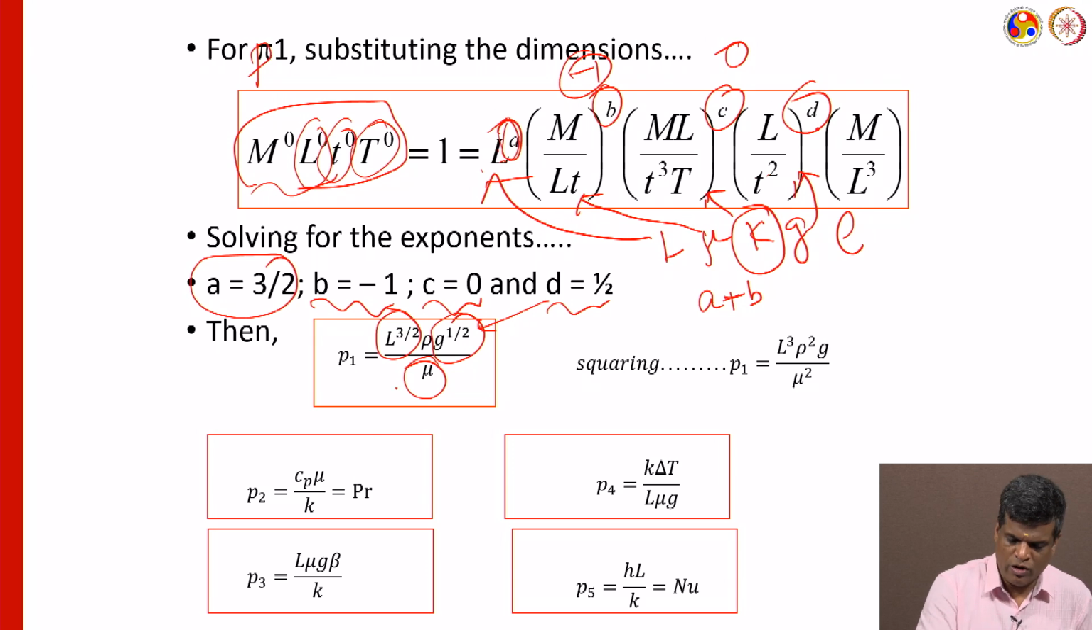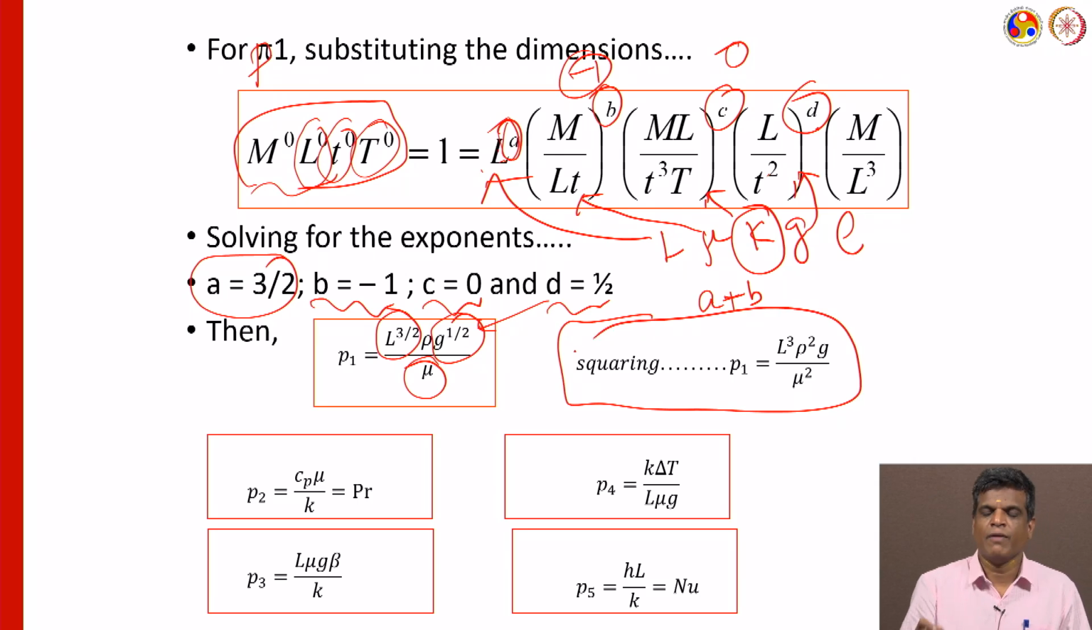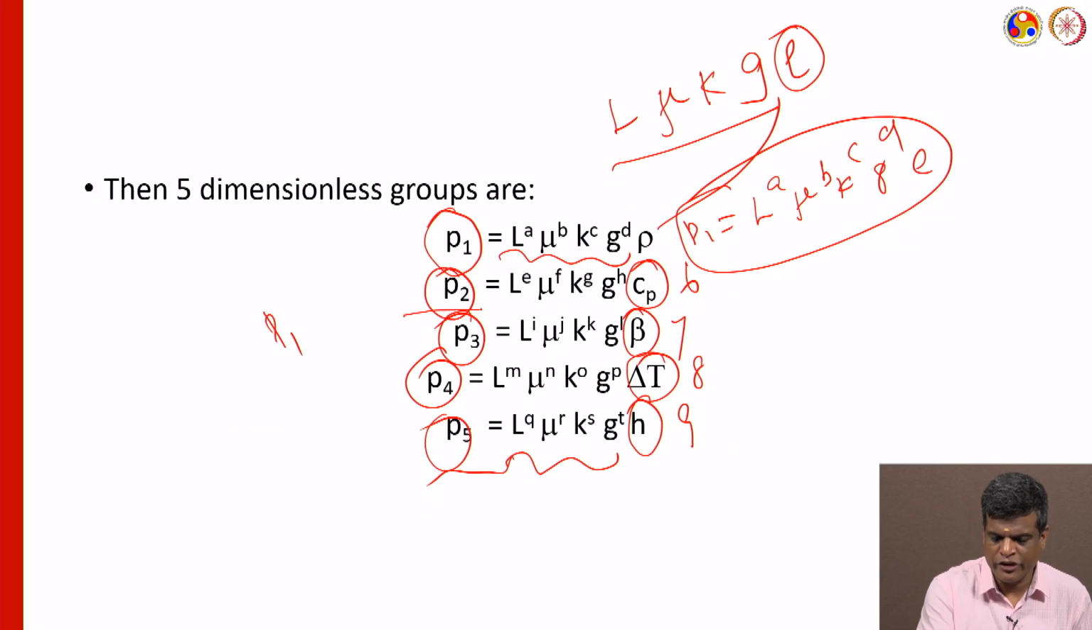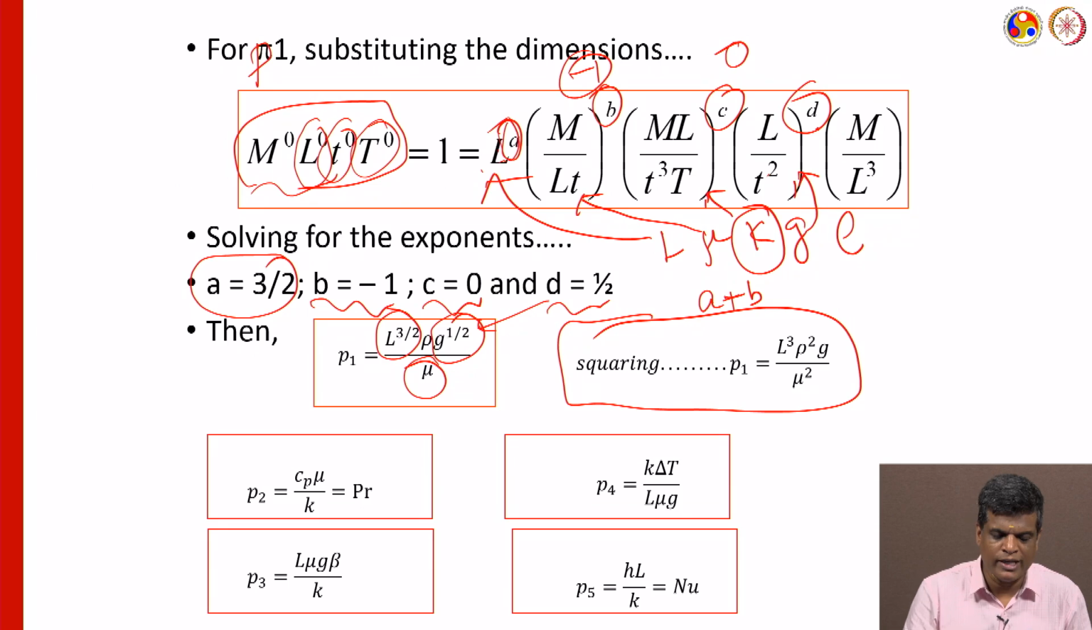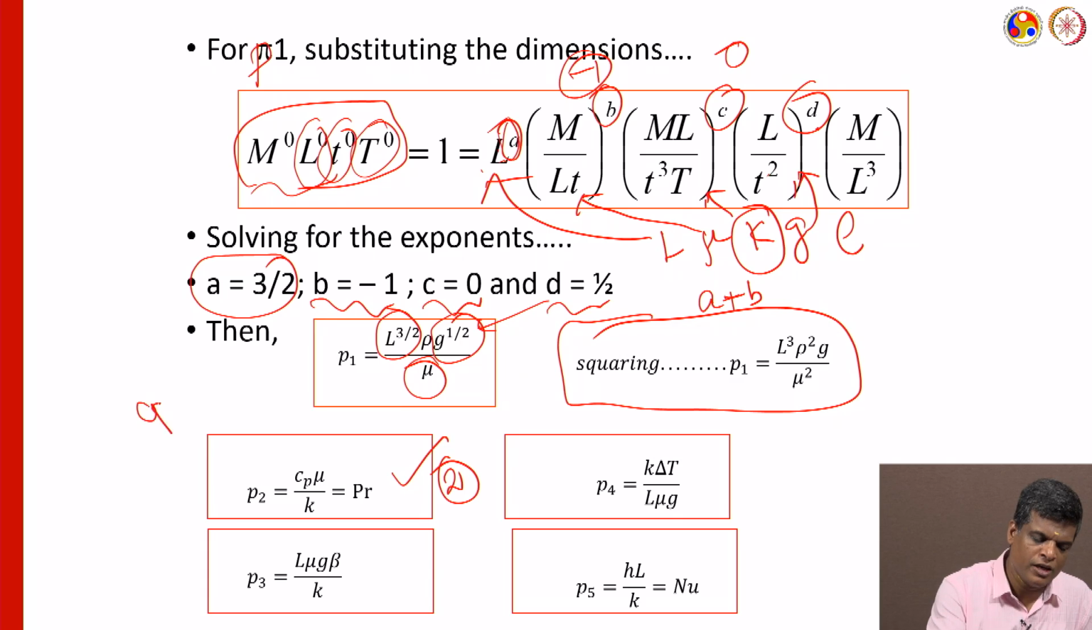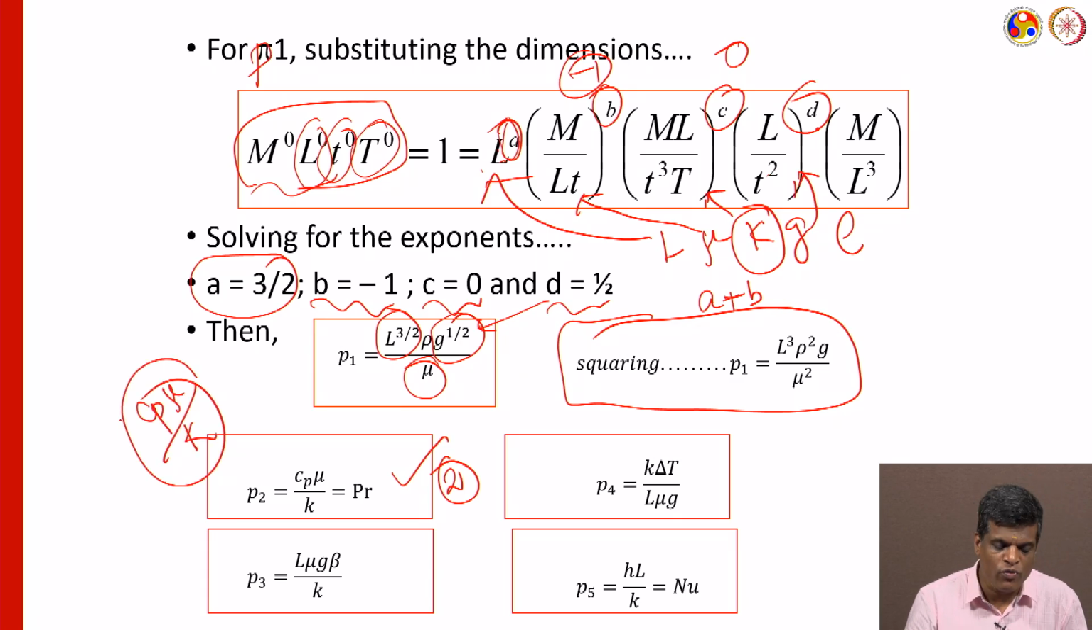So this first one is solved here: the first dimensional group, P1. In the same way, we take the next equation, expand it in M, L, T, and solve it. When you solve it, we get the second group, which is called the Prandtl number, Cp mu by K. These are dimensionless numbers. We will discuss their significance in the forthcoming classes.